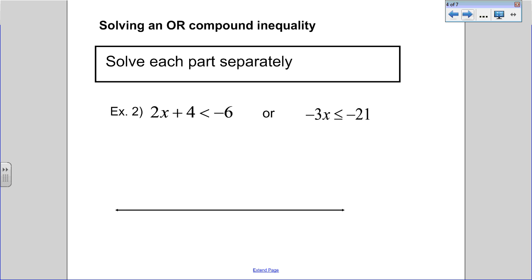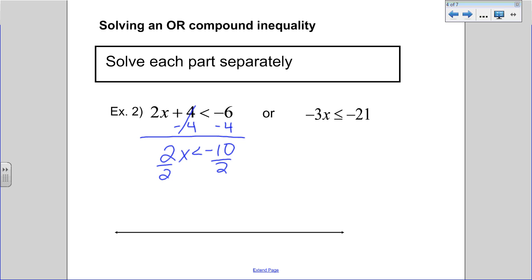All right? So I'm going to take this first one on the left-hand side and solve it the way I do every other inequality. Undo adding by subtracting. Undo my multiplying by dividing. And I get x is less than -5. So that's going to be part of my solution, every number that's less than -5. And so you can graph that right away, but I usually wait until I see my other number.